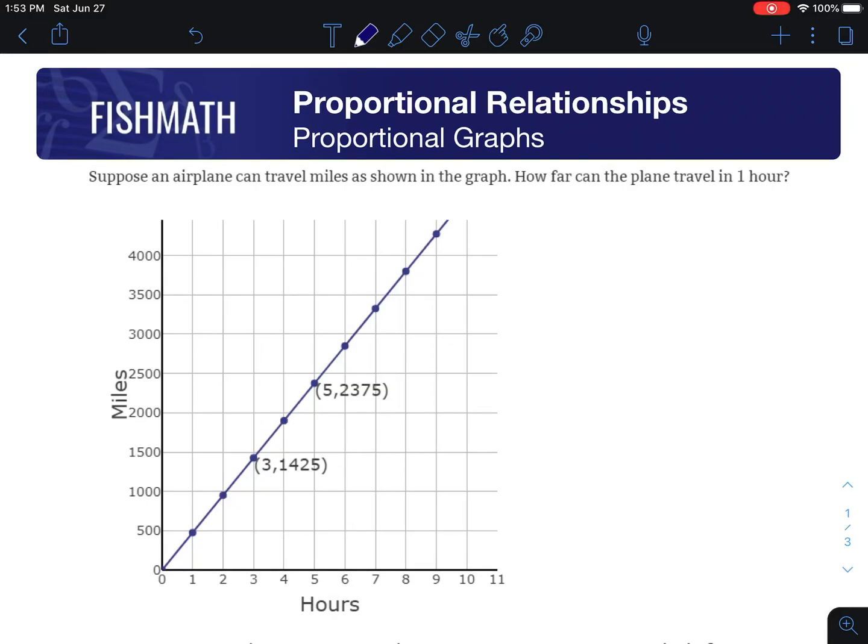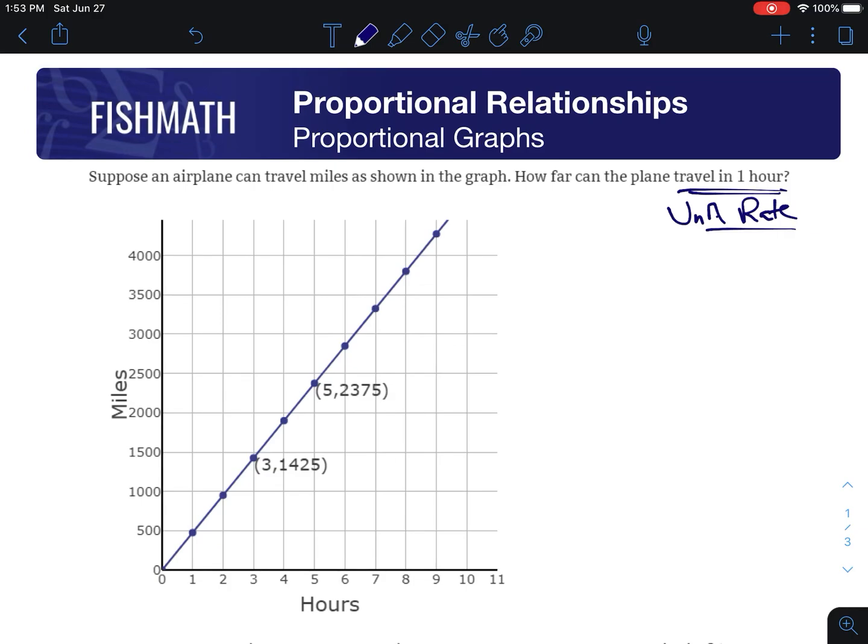Hi everyone, we're going to talk about proportional relationships here with proportional graphs to answer a few of these questions. So this is an airplane that's traveling in miles as shown in the graph, and the question is asking how far it can travel in 1 hour. So that's what we call the unit rate.